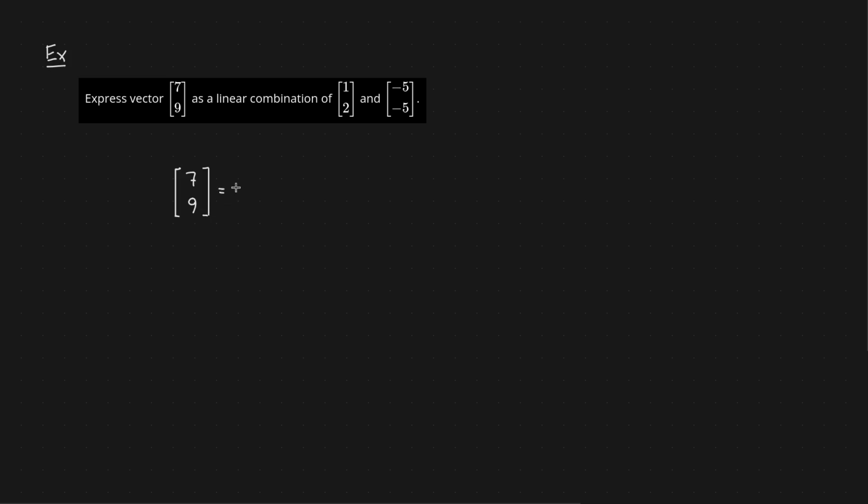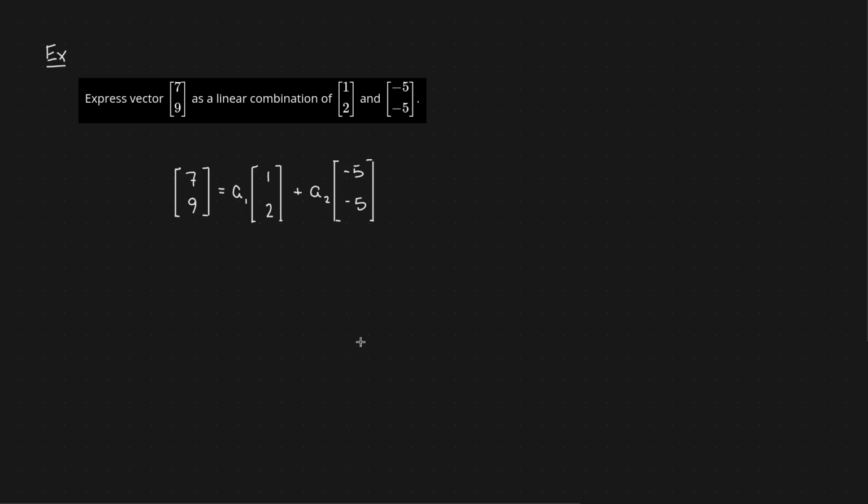going to be equal to some scalar, let's call it a1, times vector 1, 2, plus another scalar, let's call it a2, times vector negative 5, negative 5. So if I could figure out what a1 and a2 are, I'm done. I would have expressed vector 7, 9 as a linear combination of these other two vectors. But I need to figure out the values of a1 and a2.